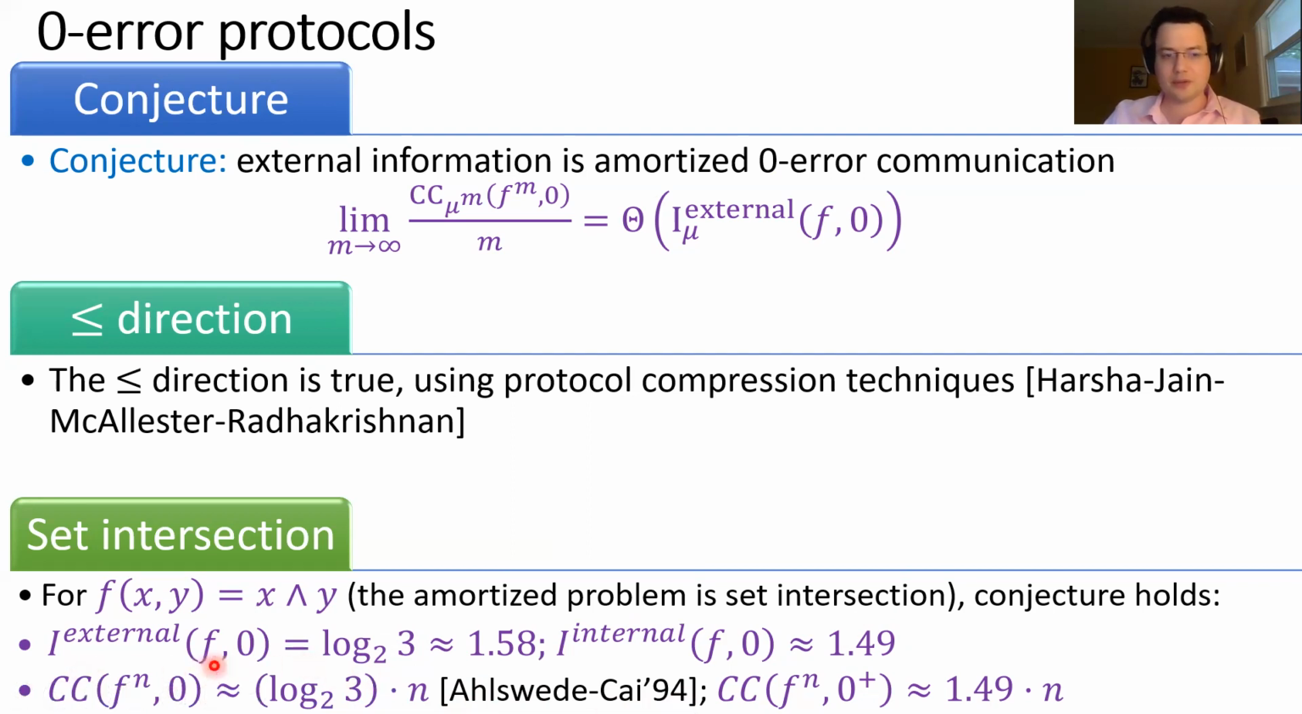communication complexity of set intersection and vanishing error. If you require the answer to always be 100% correct, you have to use something like 1.58n. But if you allow yourself an error of 1 over n to the 10, you suddenly are at 1.49n. And this exactly corresponds to the external versus internal gap. So there were reasons to believe this conjecture to be true.